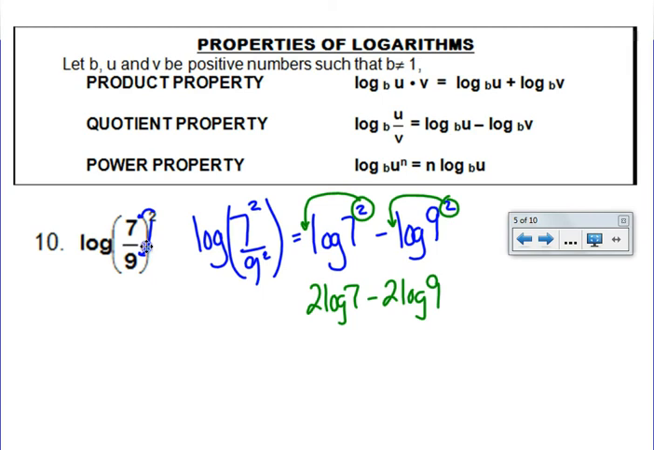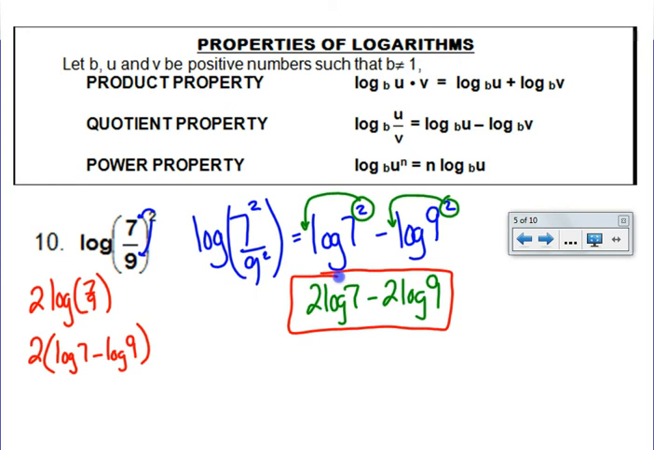Now, if you chose to bring the exponent down in front at the beginning and wrote it like this, that's fine, except when you break apart the division problem, you would have to remember that this 2 coefficient is going to go to both of the logarithms. So you'd have to remember to use parentheses and then distribute the 2. Either way, you're going to end up with the same answer, but you just got to be careful about the distributing of the 2.